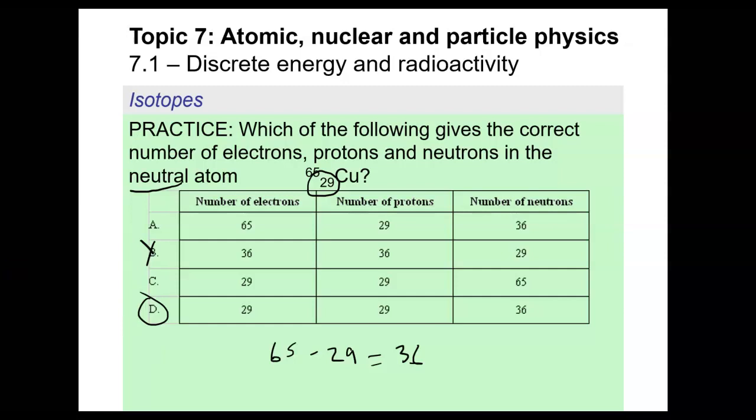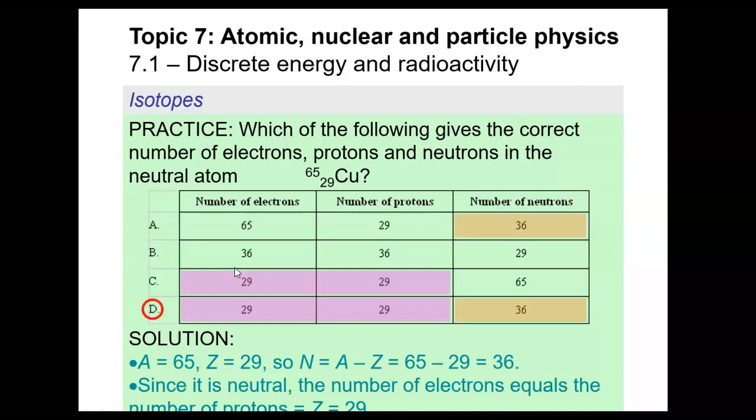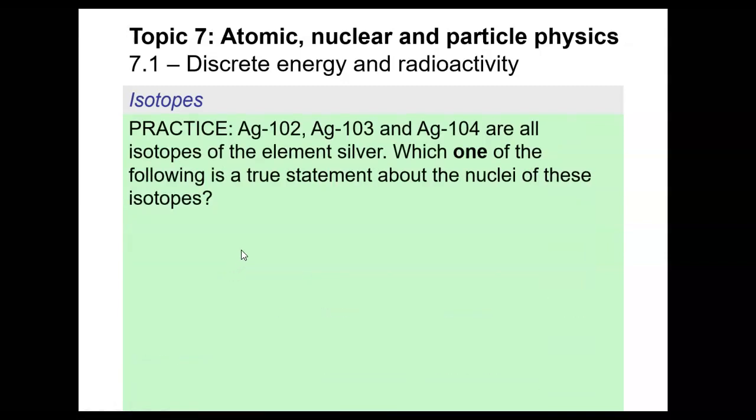Okay, so really basic question, but that is a past IB question, just to give you an idea of what those questions might look like. And just one more really quickly. Ag is silver, so it says Ag 102, 103, and 104 are all isotopes of the element silver.